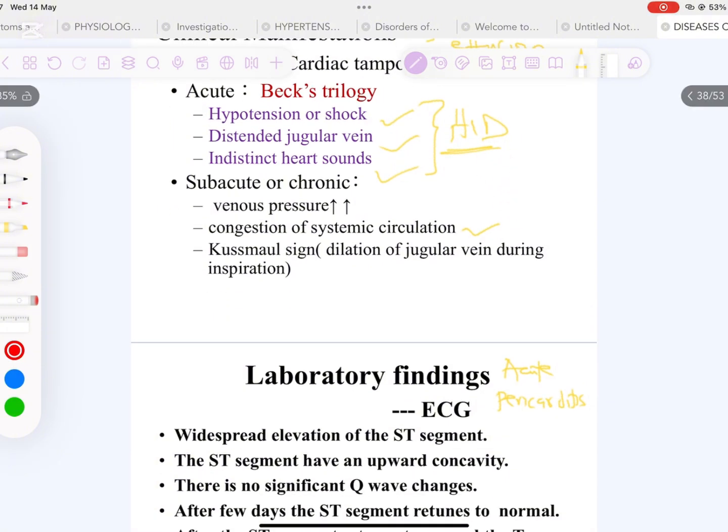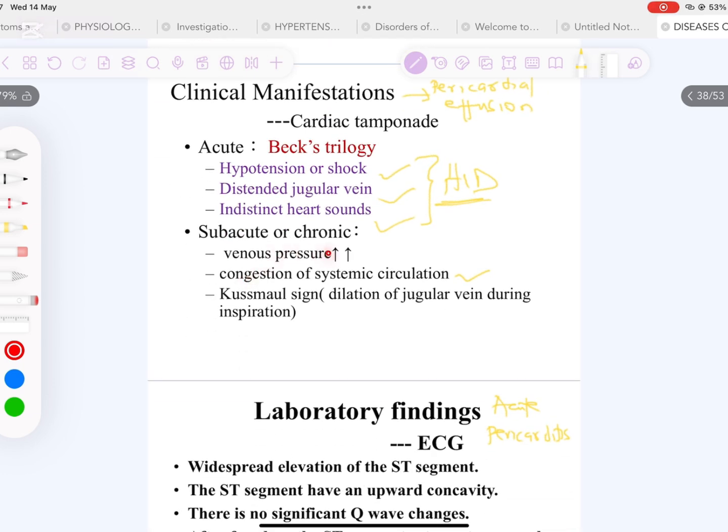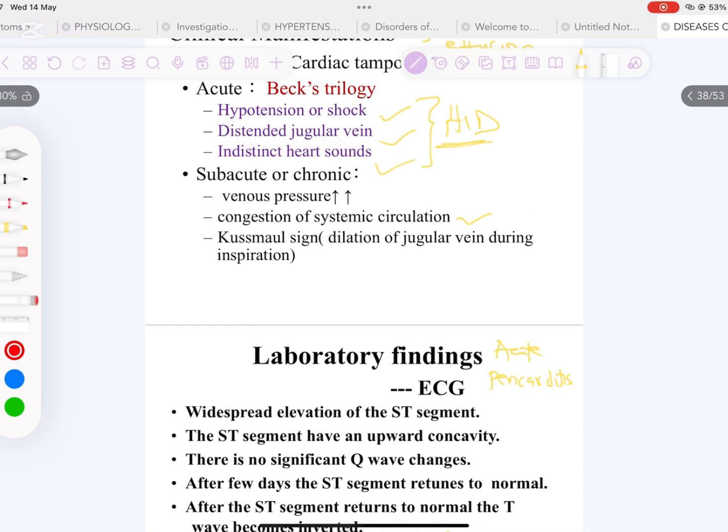All right, so this is in the acute phase. This is what you'll be hearing in cardiac tamponade. But in the subacute or chronic phase, you now start seeing an increase in venous pressure, congestion of systemic circulation, Kussmaul sign, that is the jugular vein is now dilating during inspiration. Here it is distending, but now on any inspiration it will dilate.